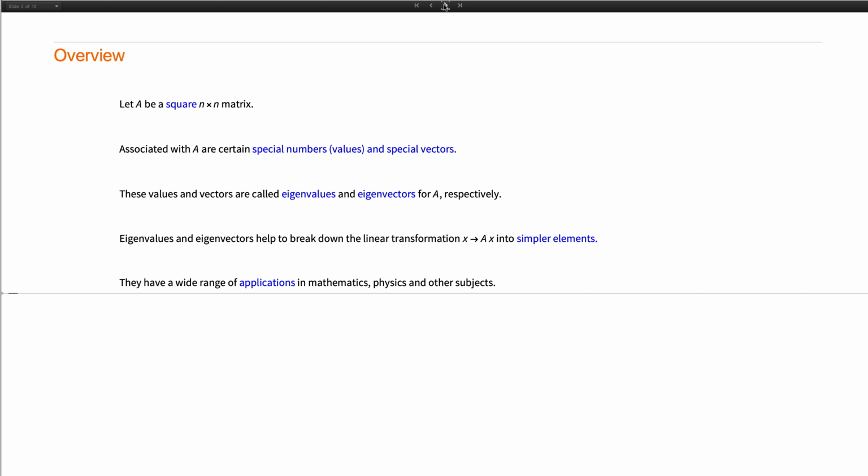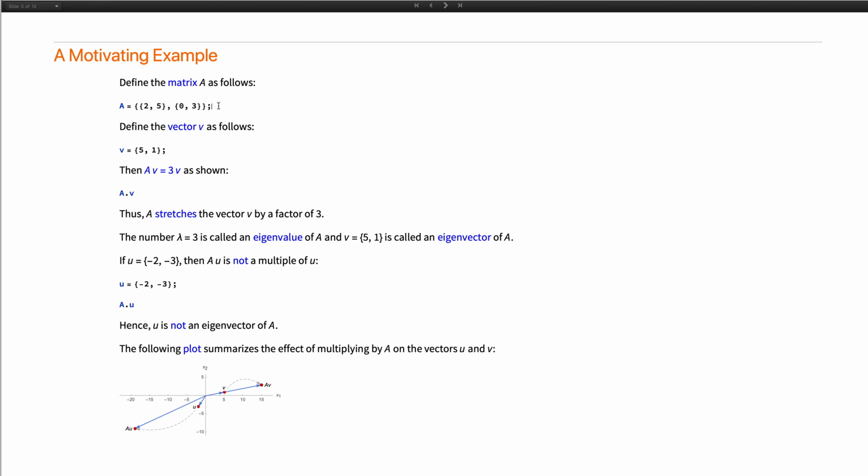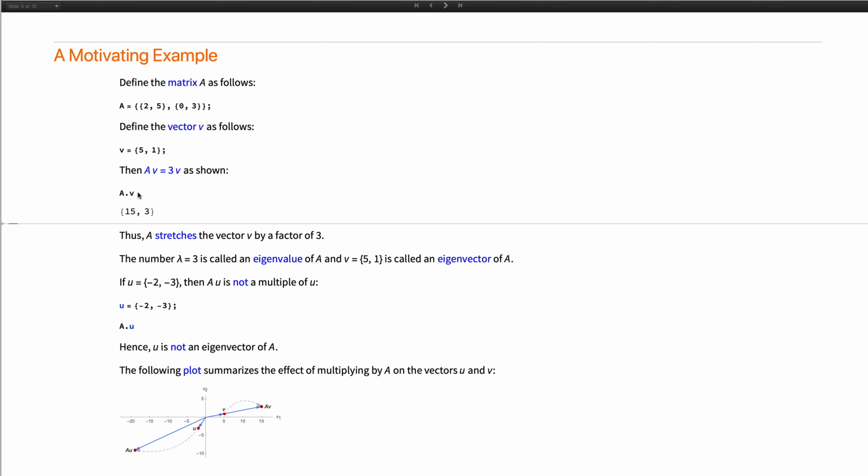So let's begin with a motivating example. Here you have a matrix A and a vector V. Vector V is (5, 1). If you do A dot V, you get (15, 3), which is 3 times the original vector. So A times V is 3 times V. Thus, what the matrix A does here is stretch the vector V by a factor of 3. In such a case, we say that the number lambda equal to 3 is an eigenvalue of A, and V is the eigenvector.